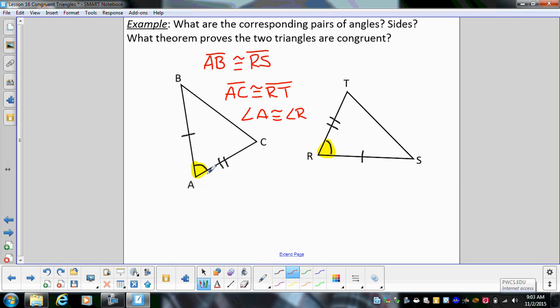We can say that triangle ABC is congruent to triangle RST by side, angle, side, and it's totally okay to just say SAS.